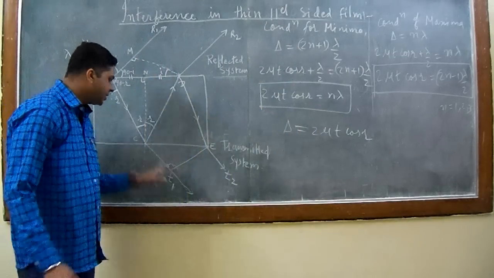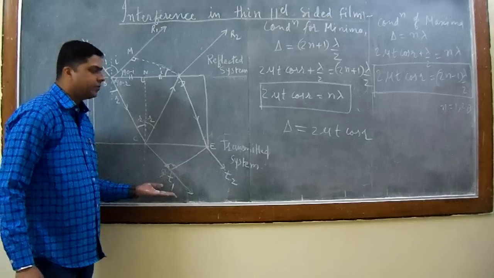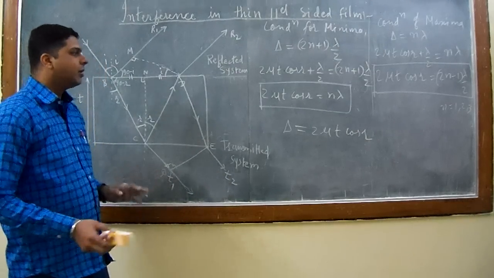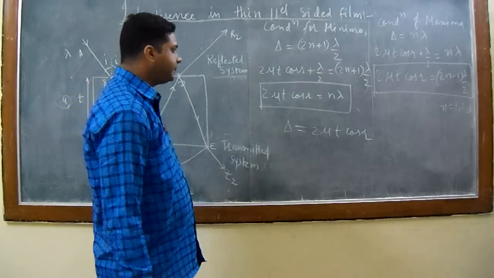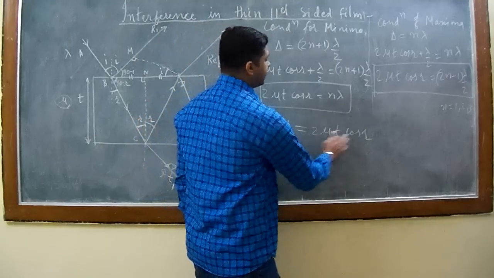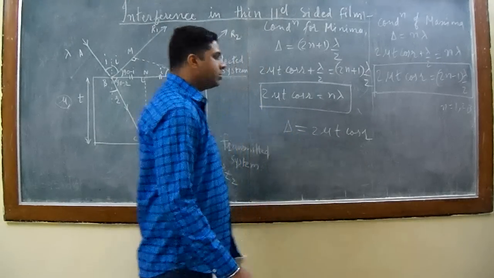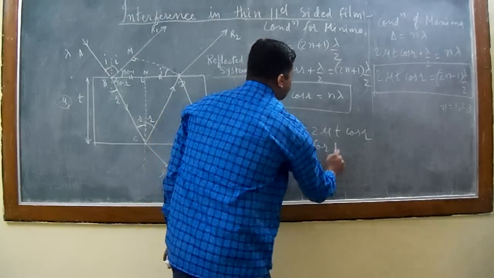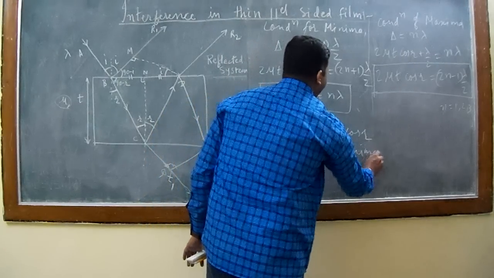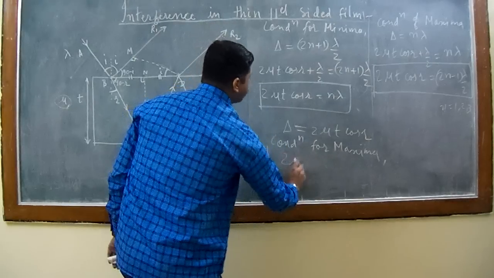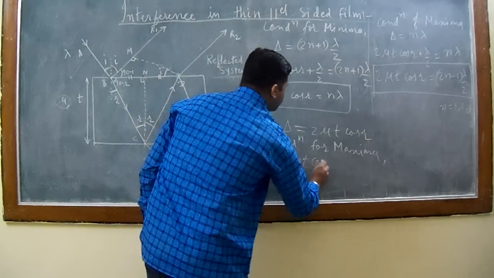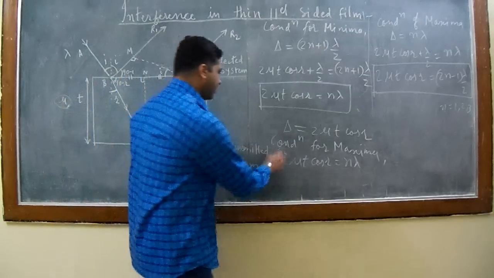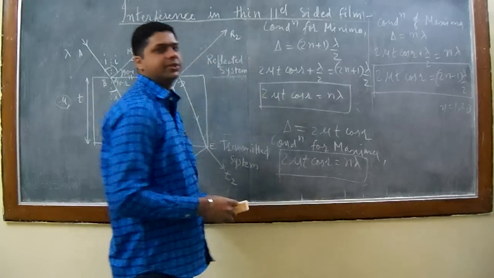But as both the rays, CT1 and ET2, are just the result of transmission, there is no reflection at the surface of a denser medium, so there will not be any additional path difference of lambda by 2. So the effective or total path difference will be only 2 mu t cos r. So if we write the condition of maxima for the transmitted system, then equating this path difference, that is twice mu t cos r, to an integral multiple of wavelength, that is n lambda, we get the condition of maxima for the transmitted system.